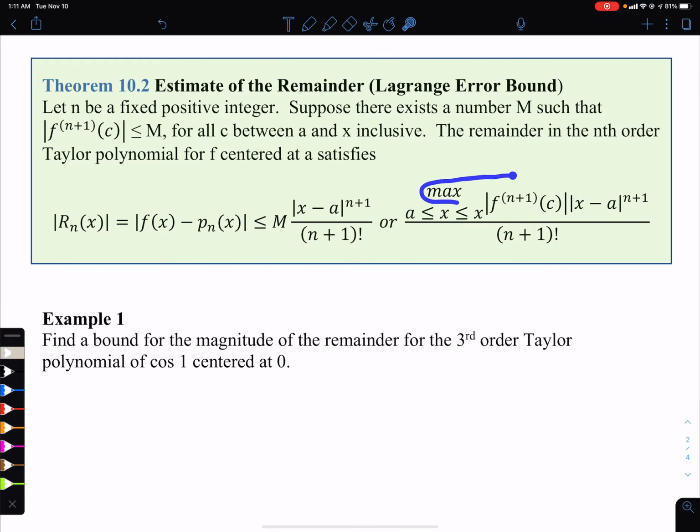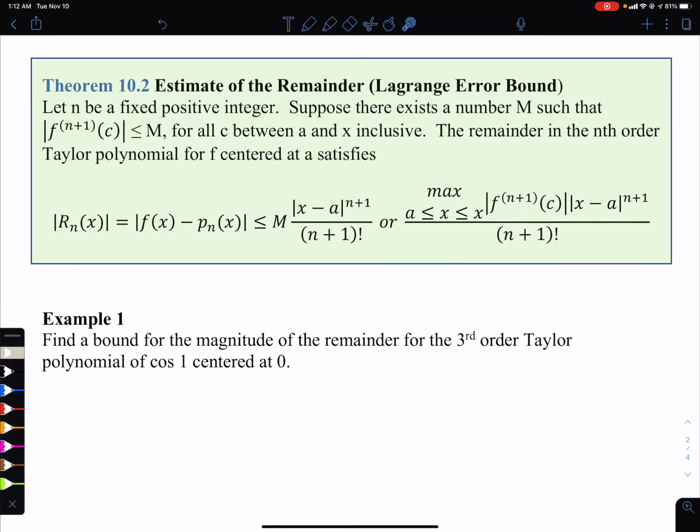You want the maximum value of the n plus 1th derivative for some c. Oh, I messed up. This is a c, not an x. Oopsie. So for all c's between a and x. Now here's the problem. The way I wrote this could actually also be x here and a here, depending on which one's bigger and smaller. So your a and x could be on either side, and that's a c again. Sorry about that. I messed up on these notes. I'll have to fix that.